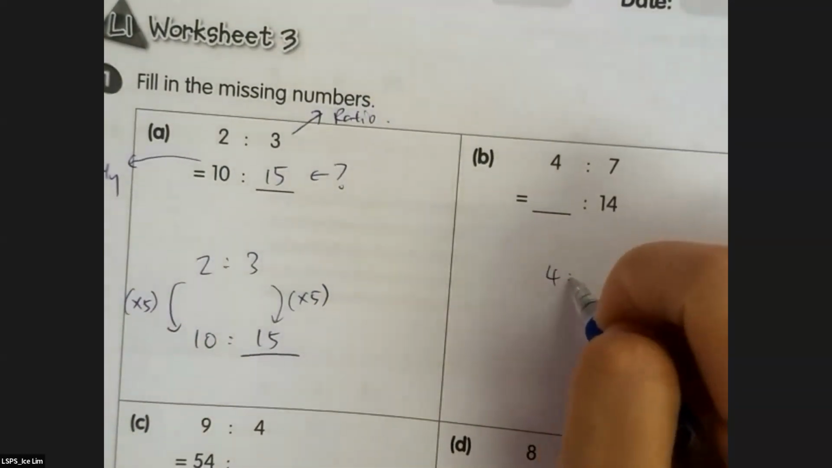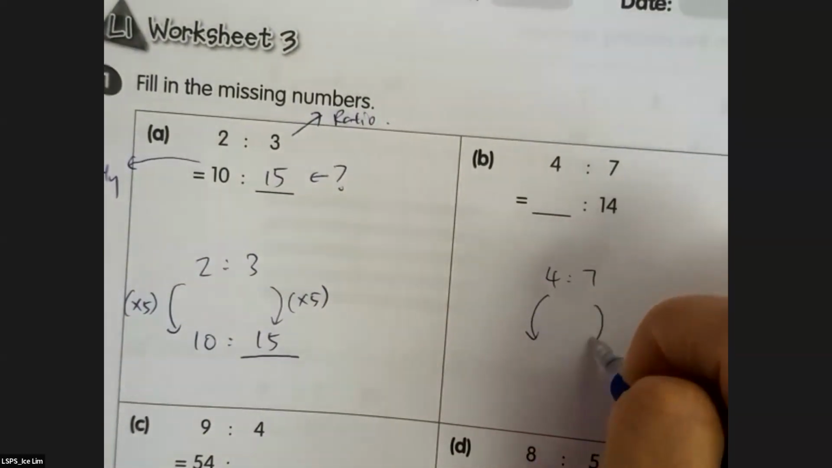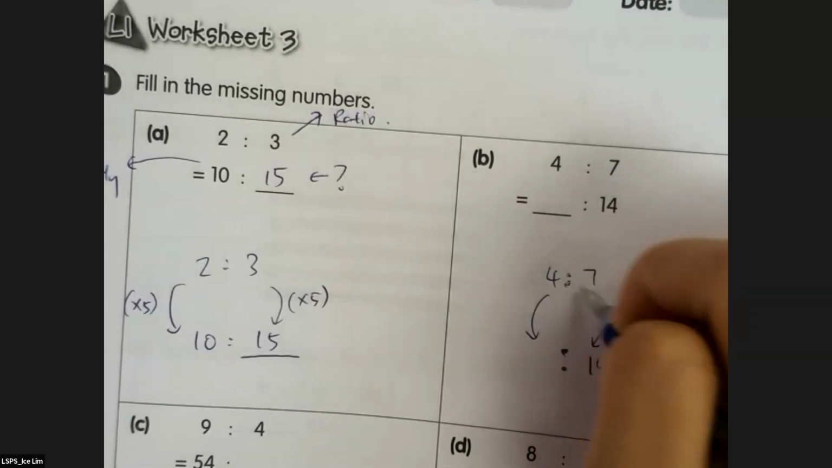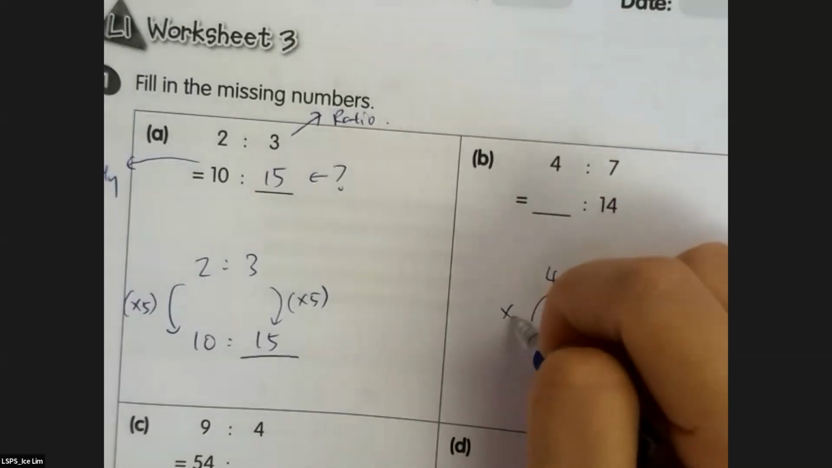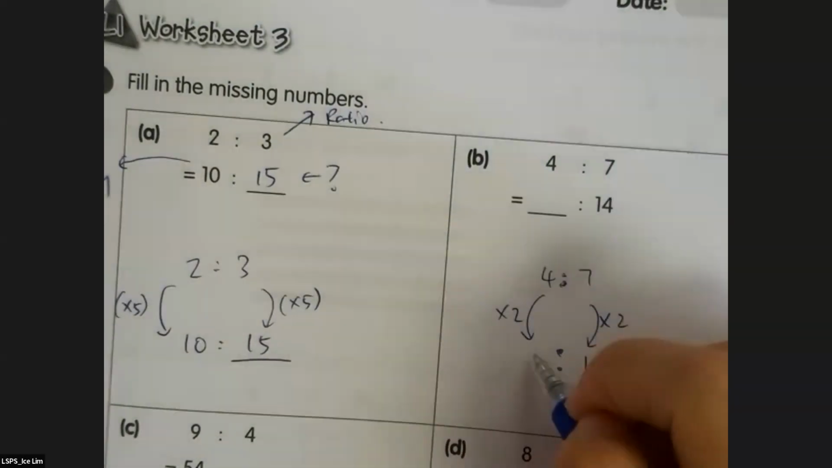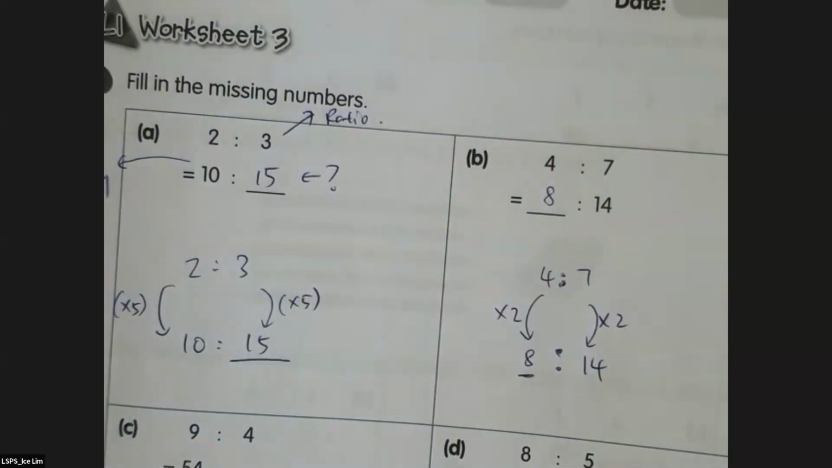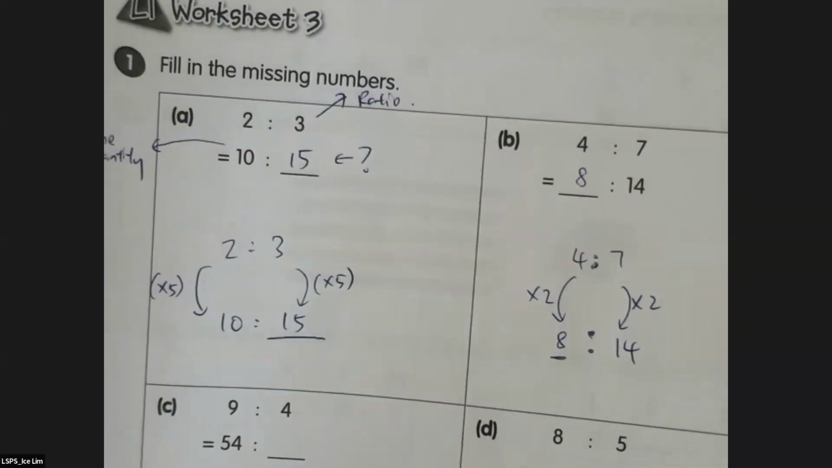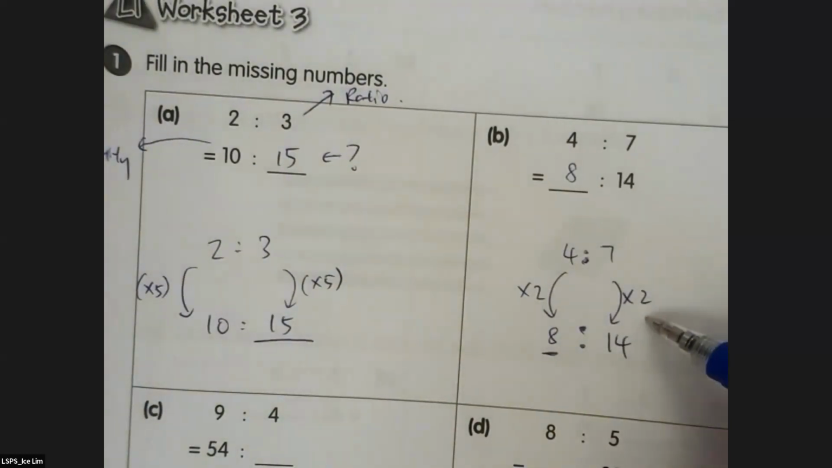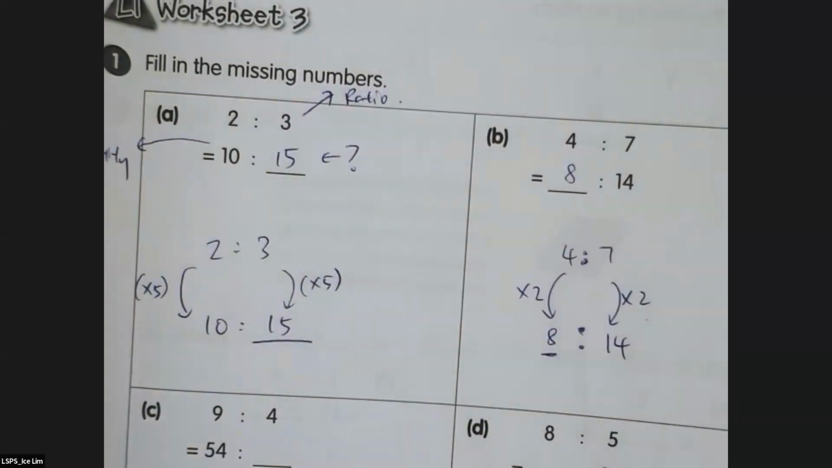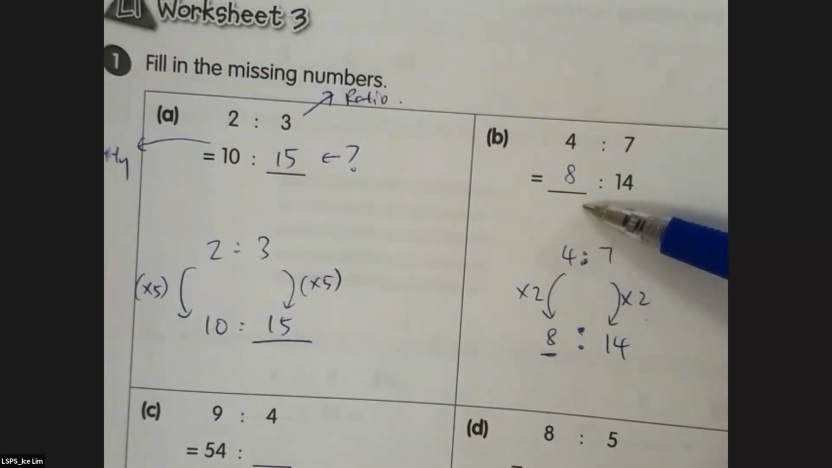From 4 to 7, I want to get to the next number. One side is to 14. Times 2, is it times 2? So if the other side I times 2, what would it be? 8. Simple? Show the working, please. So in the exam time, if this is 2 marks, you get a mark for the times 2, even if let's say your answer is wrong. Is that okay?